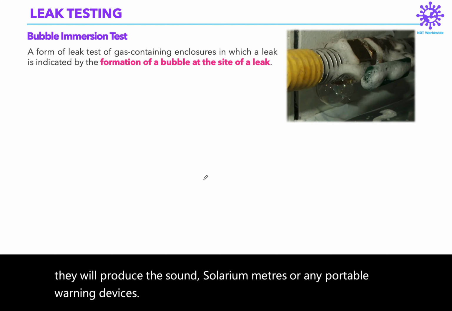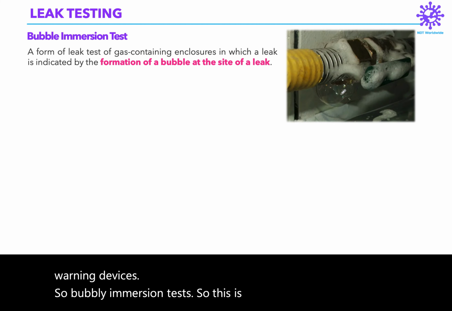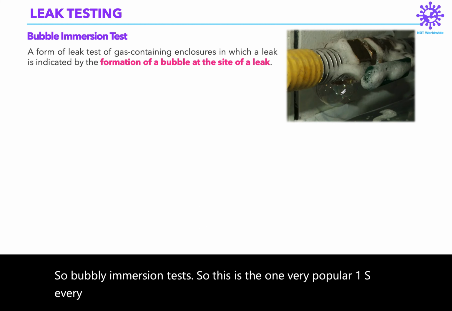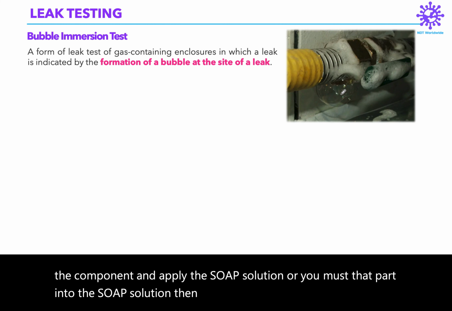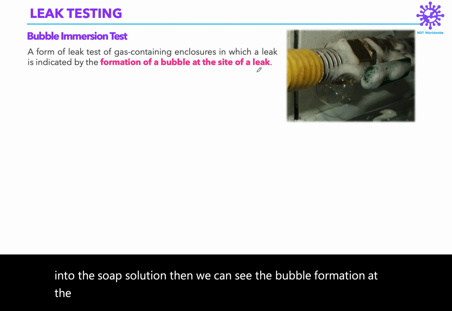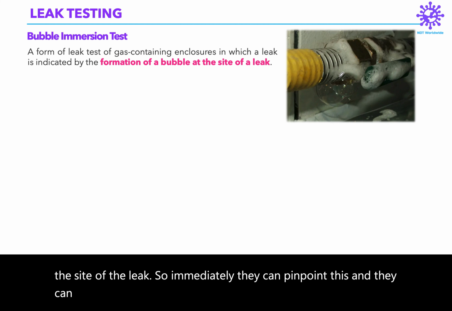Bubble immersion test. This is a very popular one, we see it every time. You just pressurize the component and apply the soap solution, or immerse that part into the soap solution. Then we can see the bubble formation at the site of the leak. So immediately they can pinpoint this and correct the repair.